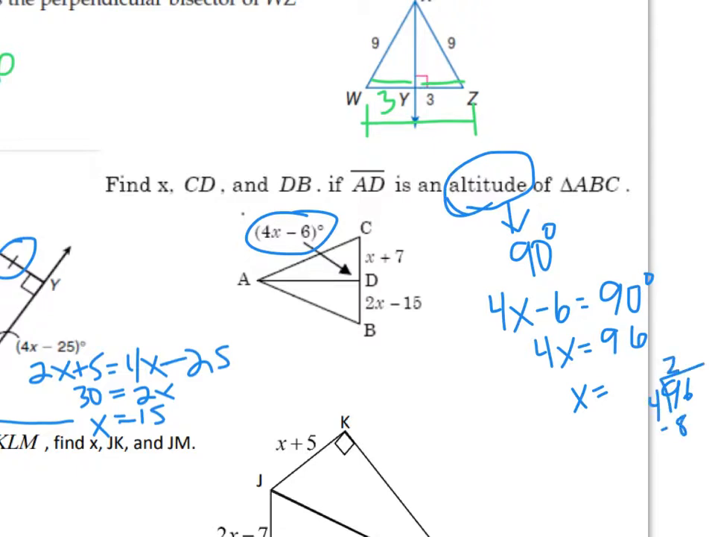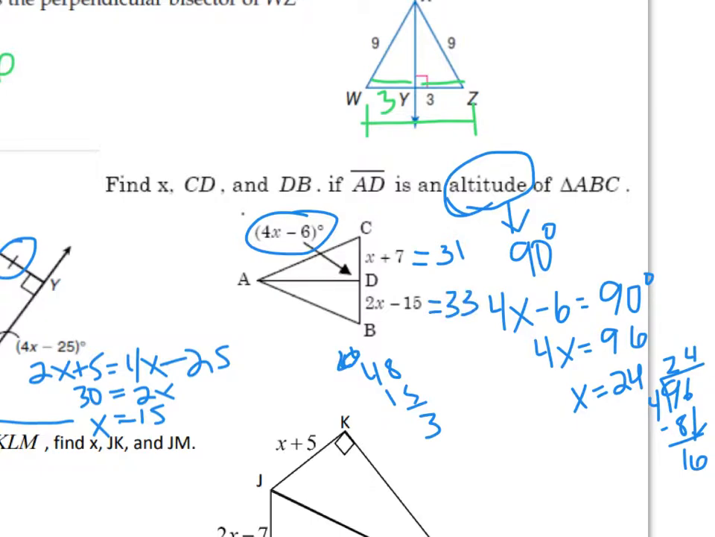Calculators are great inventions that I don't have right now. 24. Okay, so x is 24, and it also wanted me to find these other two lengths. So 24 plus 7 would give me 31. And then 2 times 24 would be 48. And 48 minus 15 gives me 33.